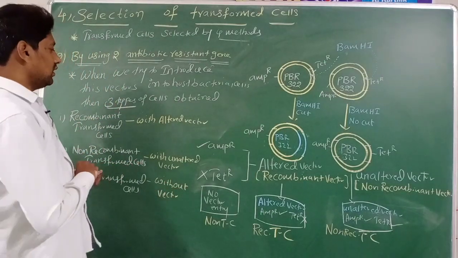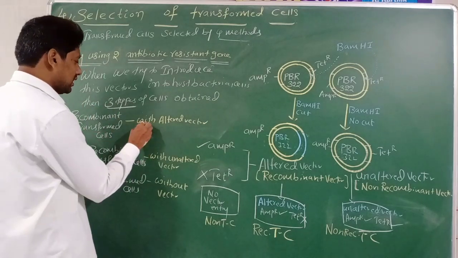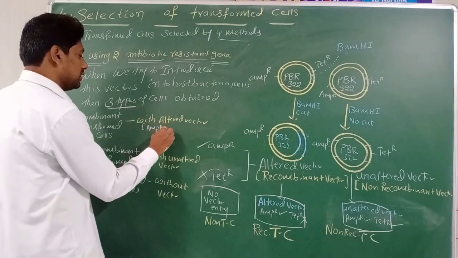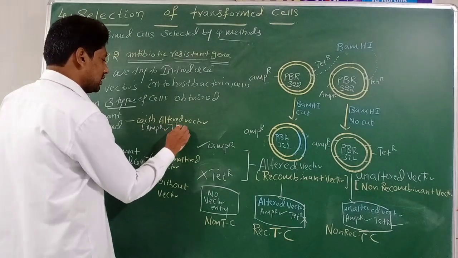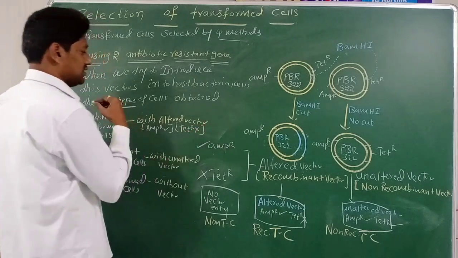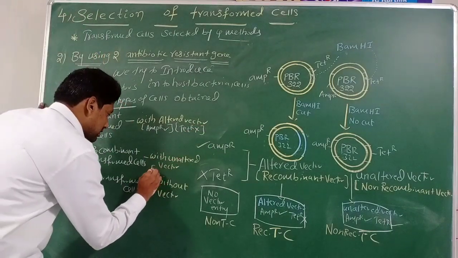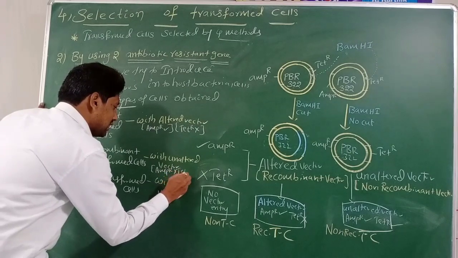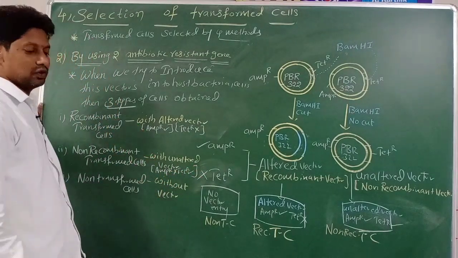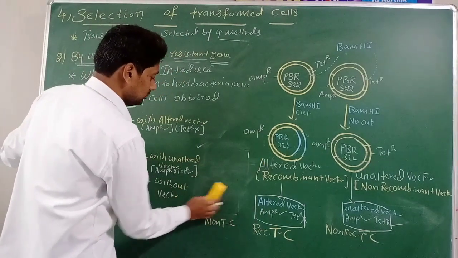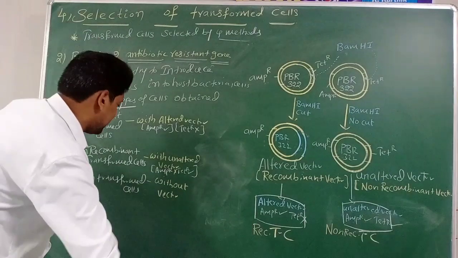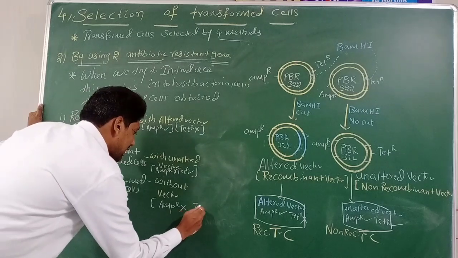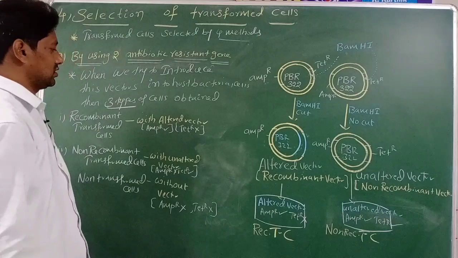Is it okay? Right? Sir, altered vector. Altered vector means it is having the ampicillin antibiotic resistant gene, but not having the tetracycline antibiotic resistant gene. Whereas unaltered vector is having the ampicillin antibiotic resistant gene as well as the tetracycline antibiotic resistant gene. Both are present, right? Whereas without a vector, the ampicillin antibiotic resistant gene is absent as well as the tetracycline antibiotic resistant gene is also absent.